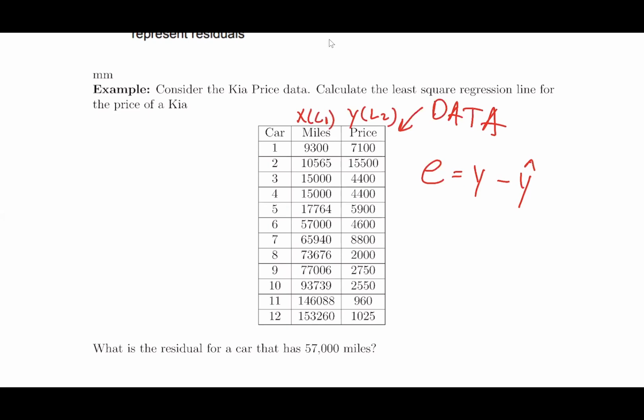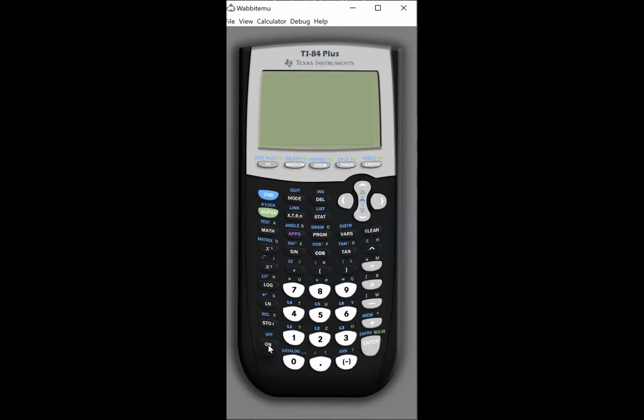I'm going to enter the miles into L1 and the prices into L2. So I'm going to go to the calculator. First, turn it on. Go to stats, then edit. I'm going to clear the old data. To clear it, I highlight the top row and press clear, enter. Same thing with L1: press up, press clear, and press enter.